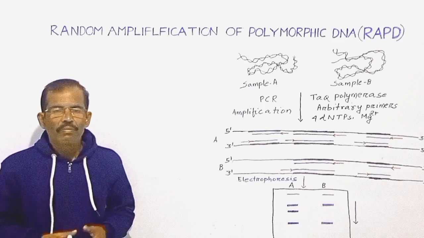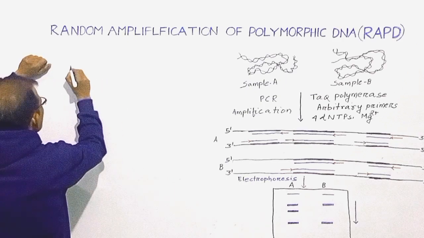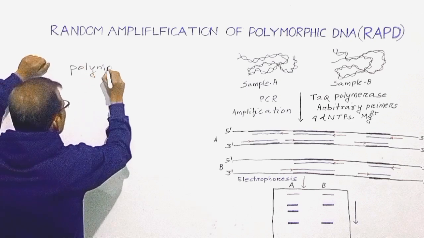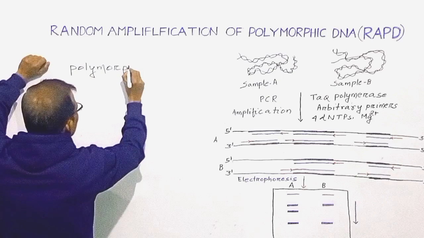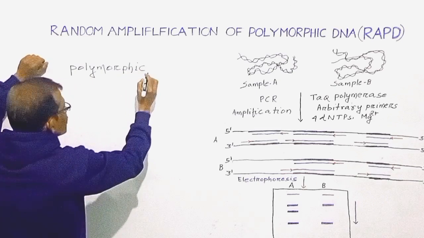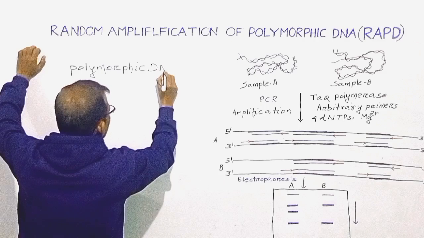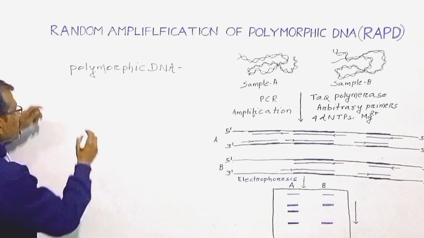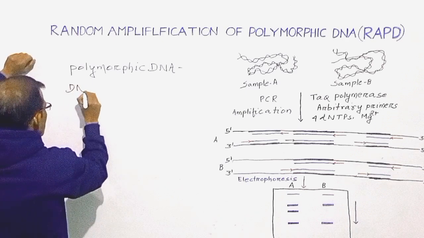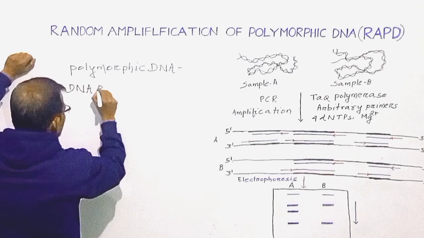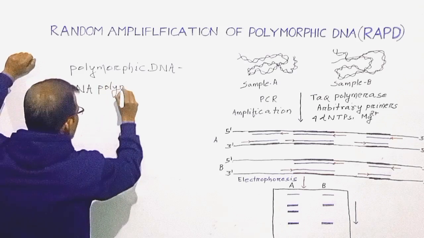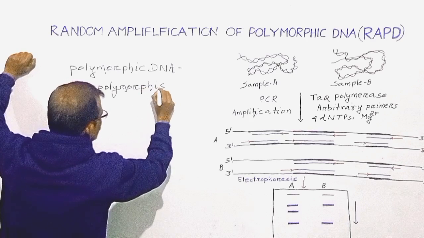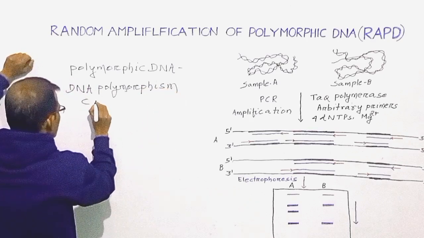First of all, let us know what is polymorphic DNA. The term polymorphic DNA refers to variations in DNA sequences that occur naturally among individuals of a population. These differences are known as DNA polymorphism, which occurs because of different reasons.